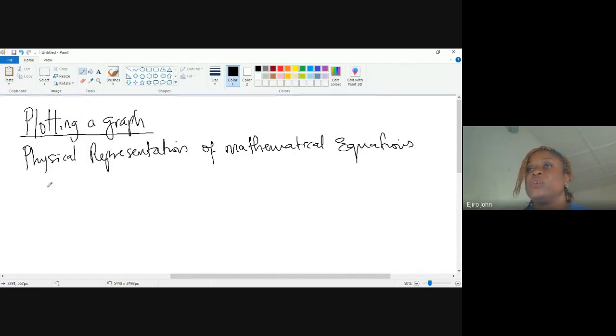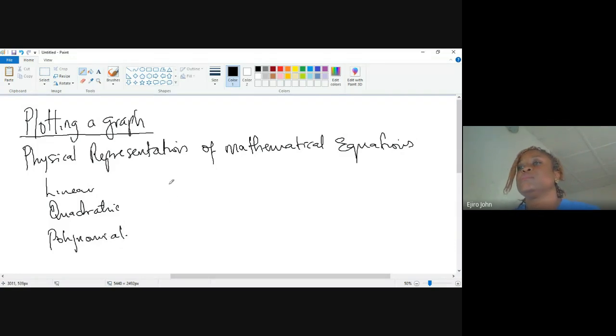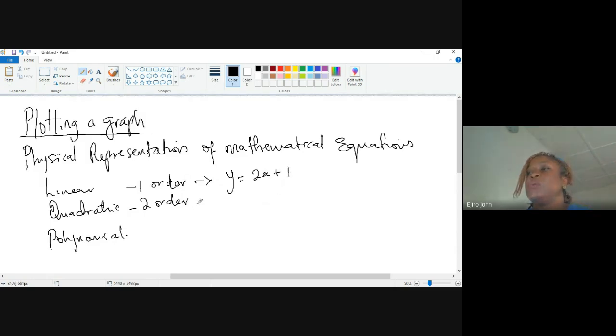So now you have different kinds of equations. We have linear equations, quadratic equations, and we have other polynomials. Polynomials are equations that have different orders. Linear equation is one order. Quadratic equation is two order. That means a linear equation is something like this: 2x plus 1. This is a linear equation. A quadratic equation could be something like this: x squared plus 2x plus 1.